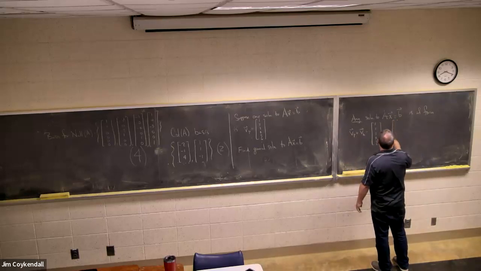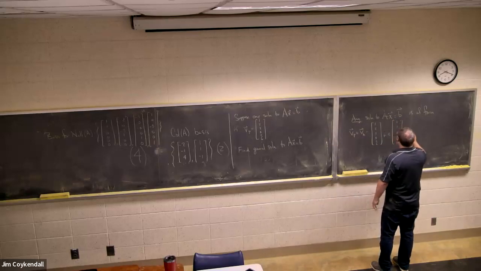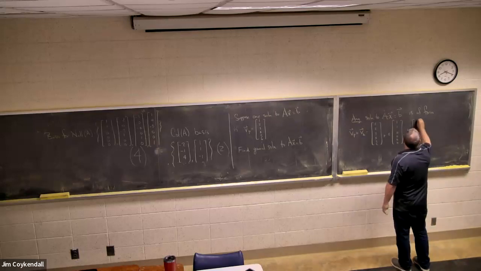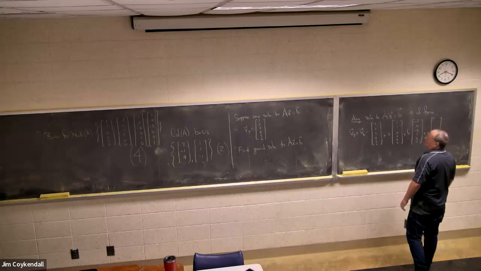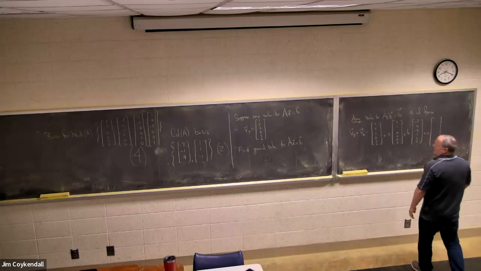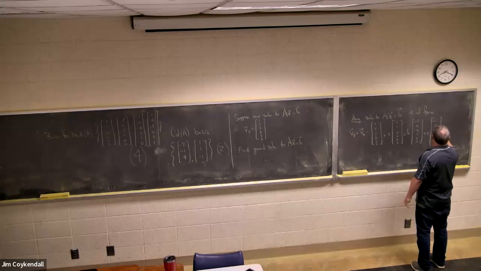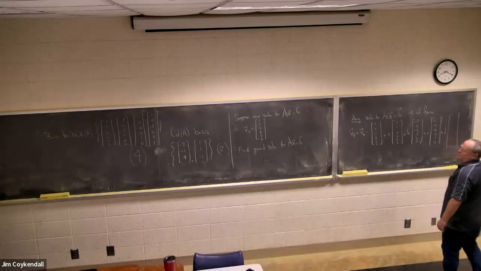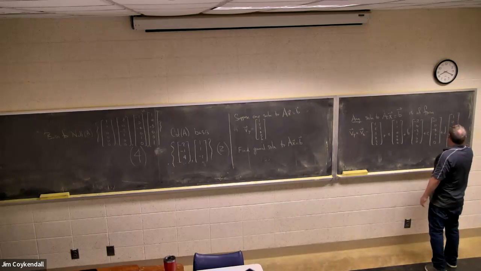A times 1, 1, 0, 0, 0, 0 plus B times minus 2, 0, minus 3, 0, 0, plus C times the next one, minus 1, 4, 4, plus D times the last one, which is 1, 0, minus 5, 0, 0.